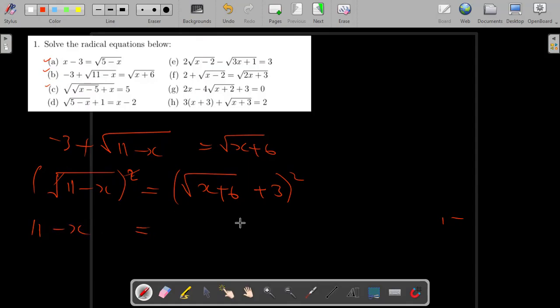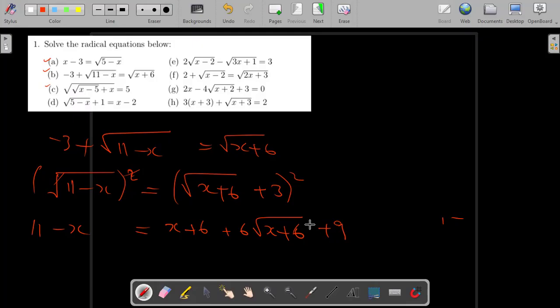What happens in the other one? This means I'll be expanding. So this part where I multiply this with itself will give me x plus 6, then multiply it with the 3, then again with the 3, that means I'll be adding 6 root x plus 6. Then the last part, 3 by 3, gives you 9, so this is what you get.